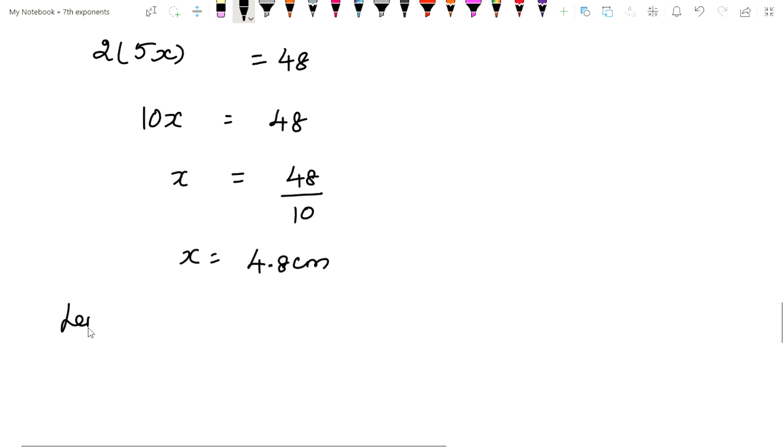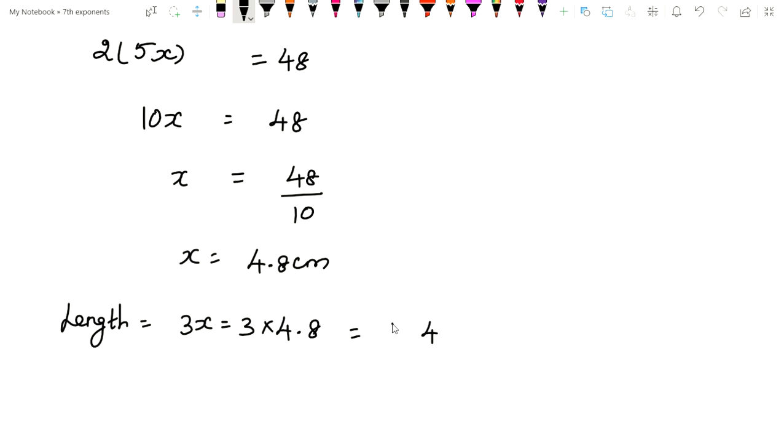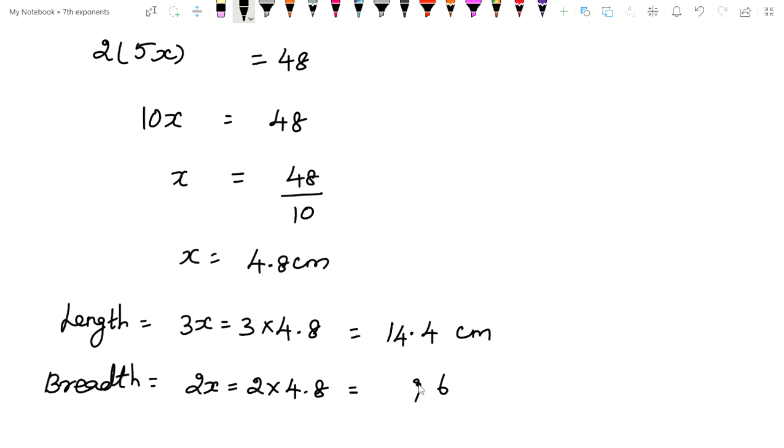So the length equals, we consider as 3x. So 3 into 4.8. So 3 8s are 24, 4 remaining 2. 3 4s are 12, 12 plus 2, 14. Here one decimal is there, just you keep 14.4 centimeter. And breadth equals 2x. So 2 into, what is the value of x? 4.8. 2 8s are 16, 6 remaining 1, 2 4s are 8, 8 plus 1, 9. So one decimal you want to keep, 9.6 centimeter.